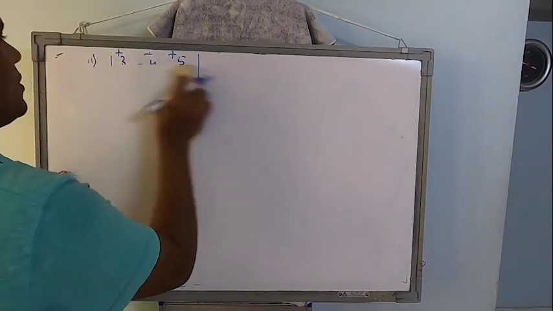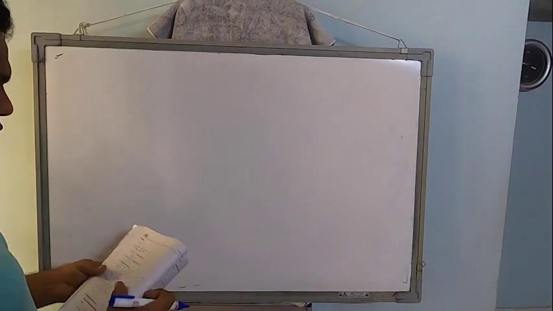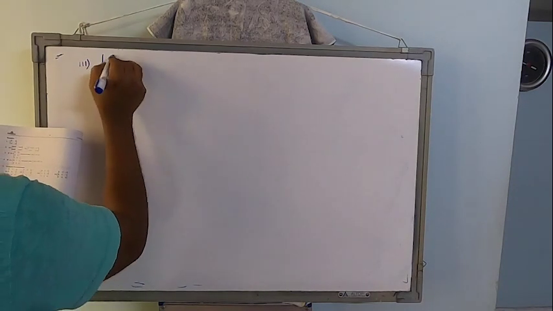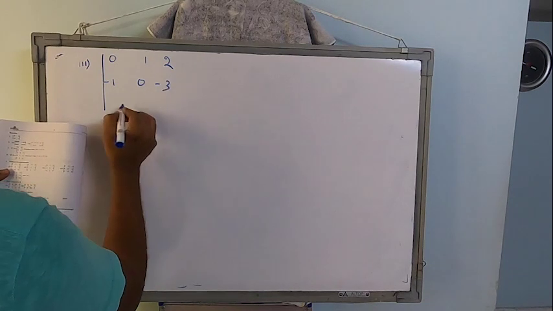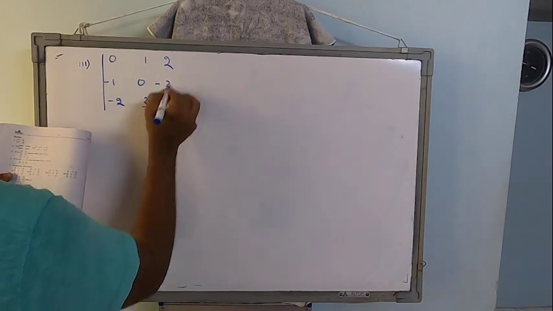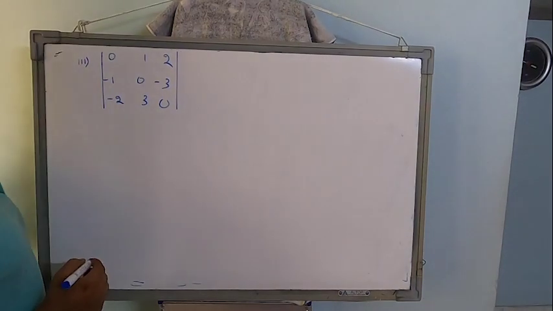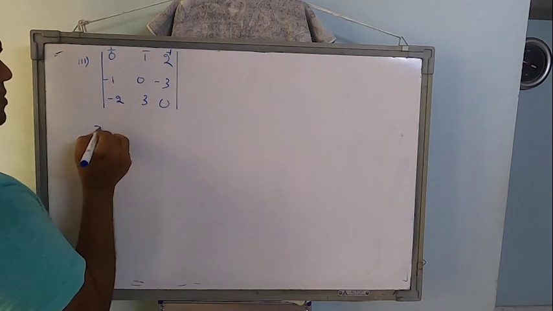So that is the second problem of the fifth main. Let's go to one more, problem number 3 in this. So it's a determinant 0, 1, 2, minus 1, 0, minus 3, minus 2, 3, 0. So let's go and expand it. We'll take the help from the first row. So plus, minus, plus, so 0.